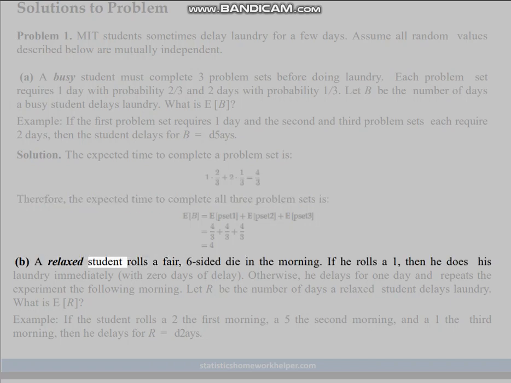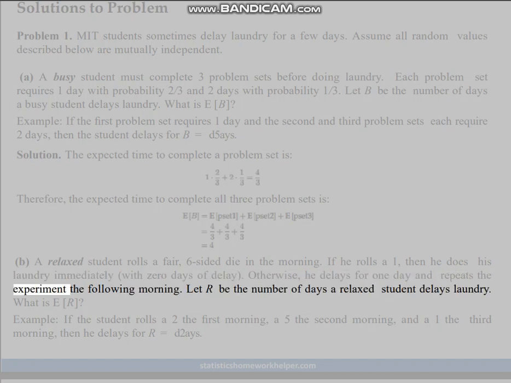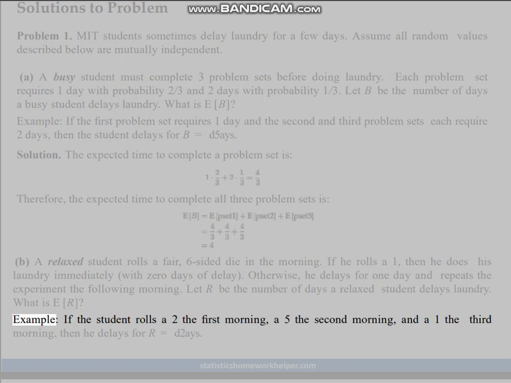B. A relaxed student rolls a fair, 6-sided die in the morning. If he rolls a 1, then he does his laundry immediately, with 0 days of delay. Otherwise, he delays for 1 day and repeats the experiment the following morning. Let R be the number of days a relaxed student delays laundry. What is E[R]? Example: if the student rolls a 2 the first morning, a 5 the second morning, and a 1 the third morning, then he delays for R = 2 days.